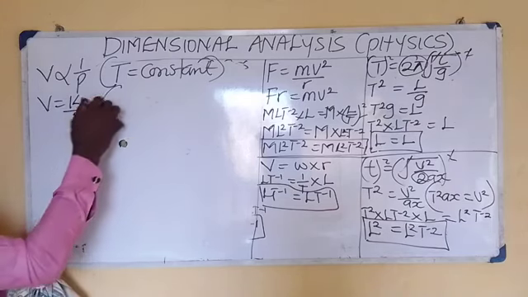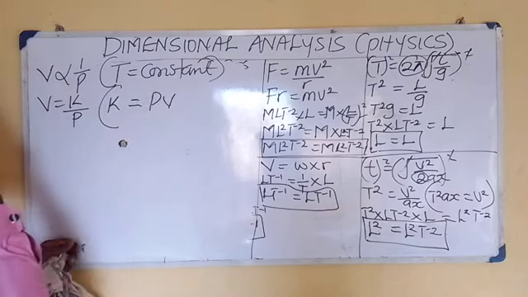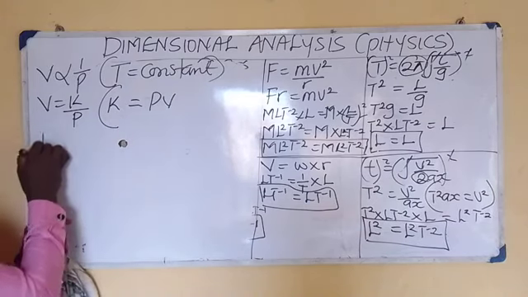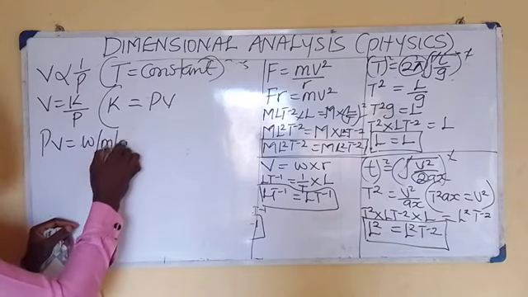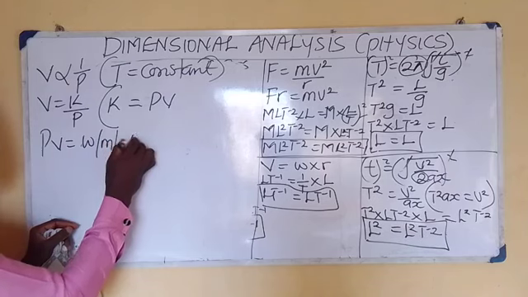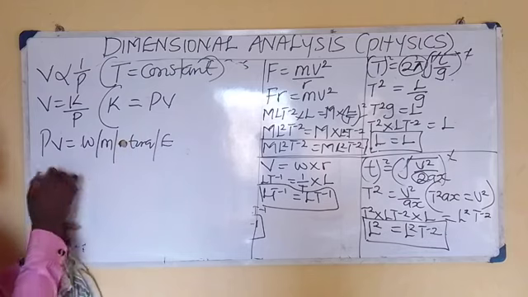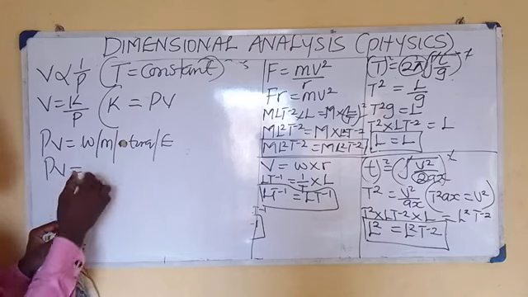Alright, so if I make K the subject of the formula, I'll be having PV. That is the constant now, right? So it means I'll be saying PV equals work done equals moment equals torque equals what? Energy. So I'll pick one of the four. So PV, which of them should I pick? Let me go for torque.